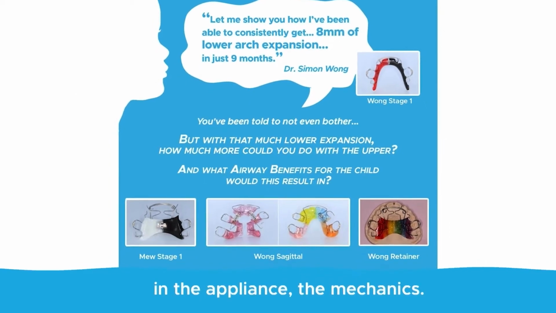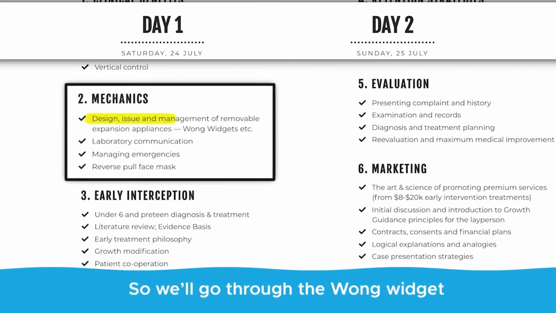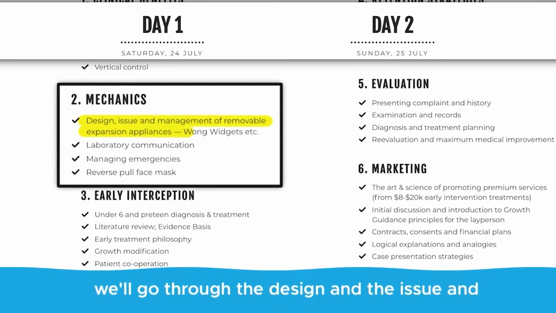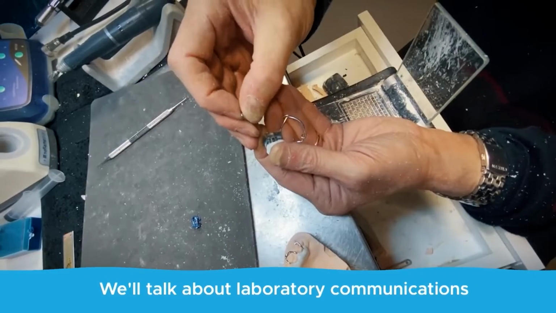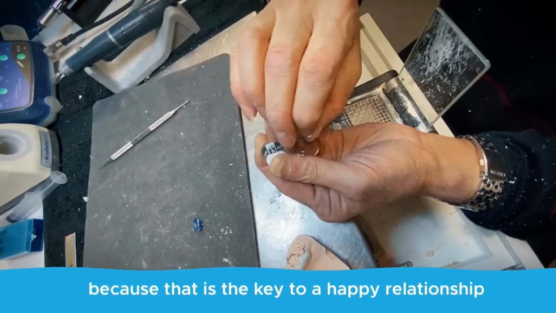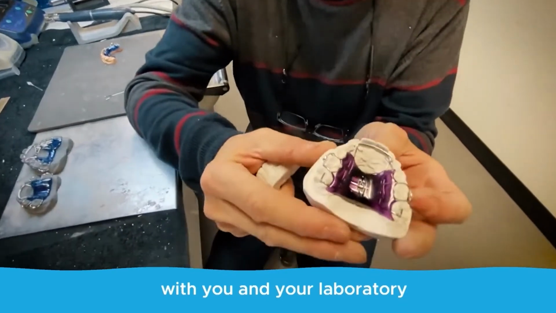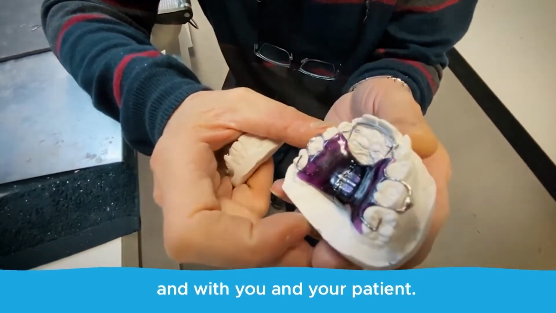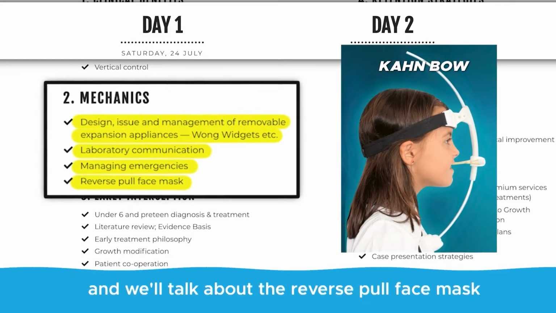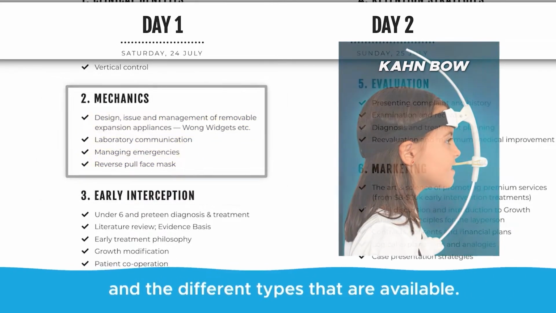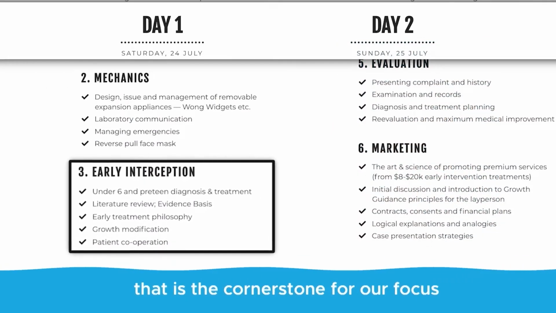Everyone's always interested in the appliance, the mechanics. So we will go through the one widget, we'll go through the design and the issue and the management of removable expansion appliances. We'll talk about laboratory communications because that is the key to a happy relationship with you and your laboratory and with you and your patient. We'll talk about how you manage emergencies, and we'll talk about the reverse pull face mask and the different types that are available.